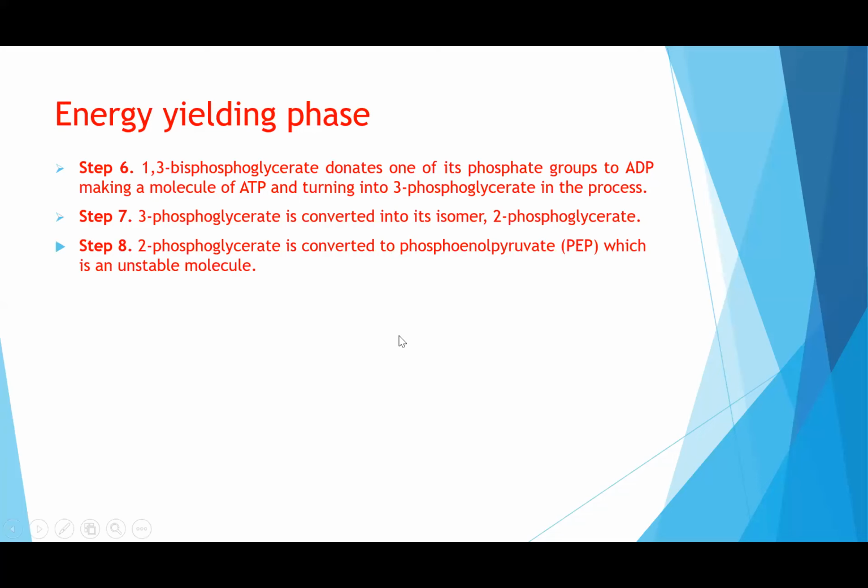Step 8. 2-phosphoglycerate is converted to phosphoenol pyruvate, PEP, which is an unstable molecule.